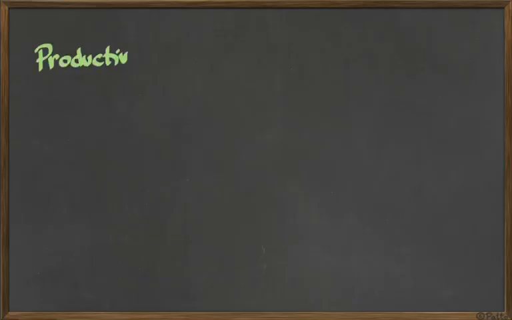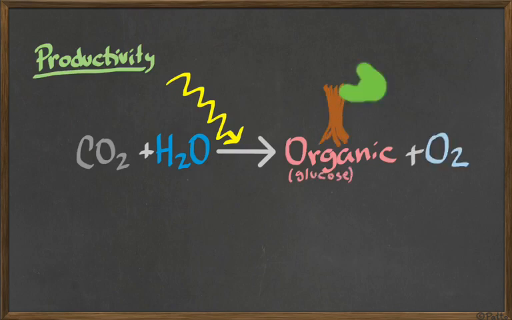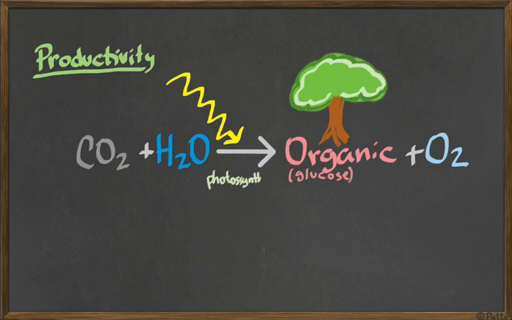Today you're going to have a short, quick lesson about productivity. So, what the hell is productivity? Let's start with a simple chemical formula. Carbon dioxide together with water using light becomes organic material, glucose and oxygen. This is the formula for photosynthesis.